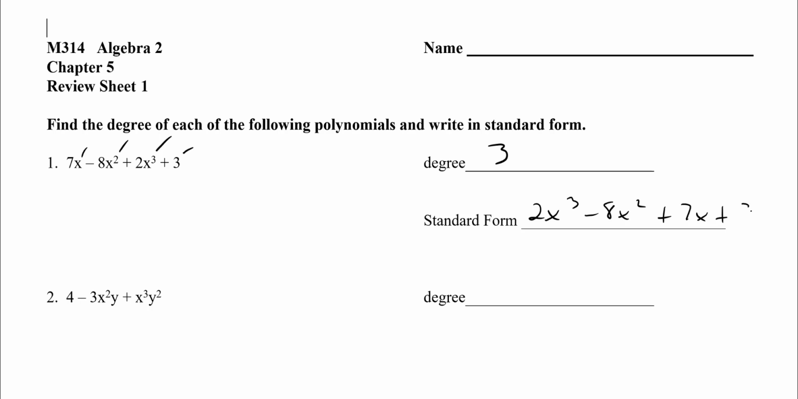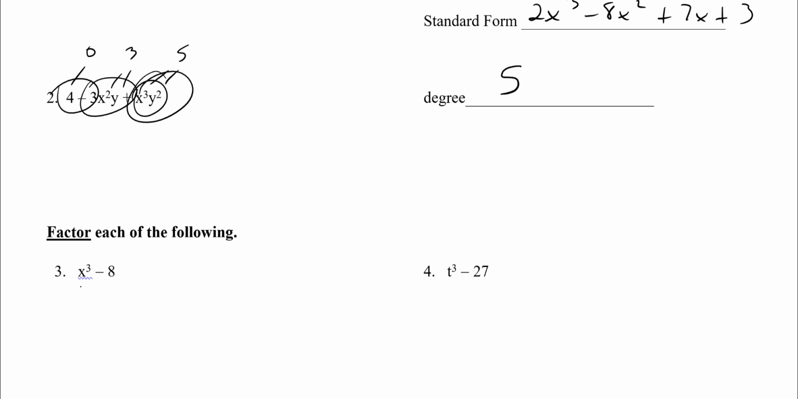plus 3. Okay, for this one, you have to look at the exponents, so 3 plus 2 is 5. 2 plus 1 is 3, and this is degree 0. So this is my highest degree, so the degree is 5. If I put it in standard form, then it would be that term, then this term first, then this term, then this term.